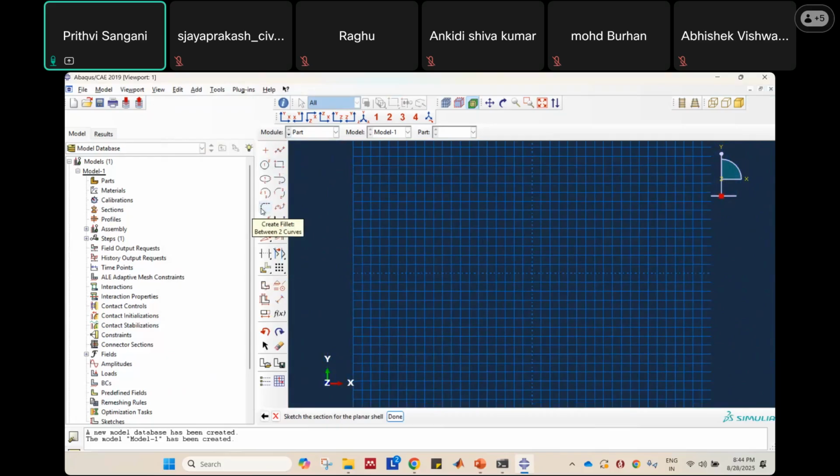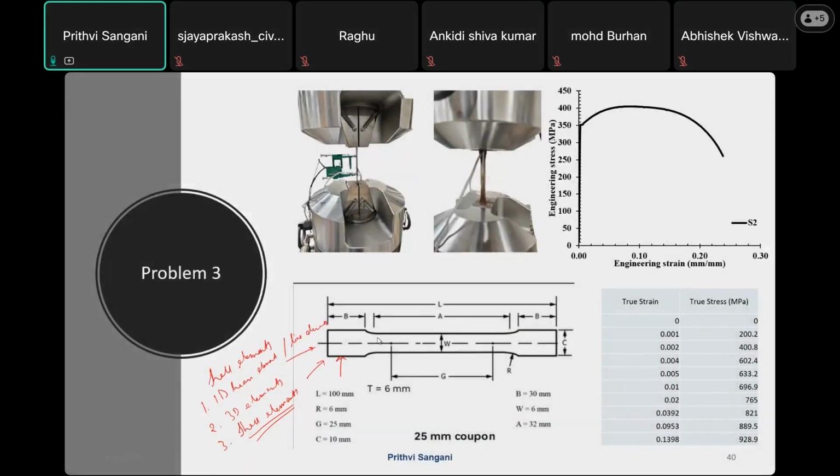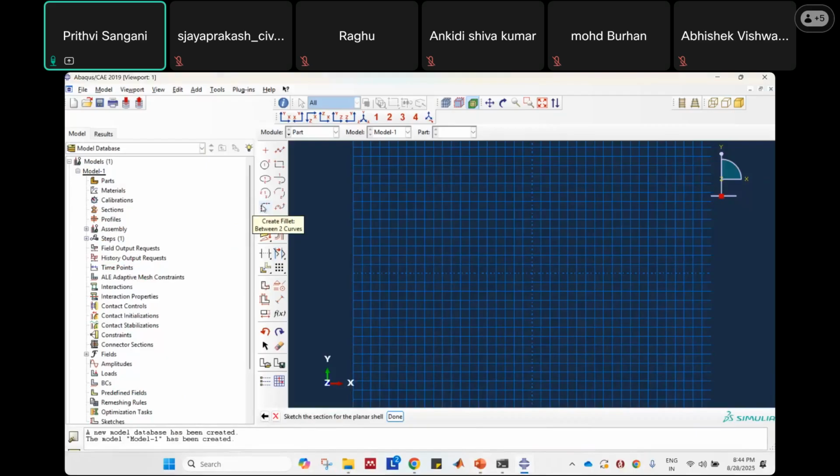Here you have a fillet. What is a fillet? A fillet is nothing but this curve, a transition zone, with radius R, this is R, this is R, and this is R. This is a transition zone that you need to model using the fillet, and the rest of the things are the same as what you do in AutoCAD.